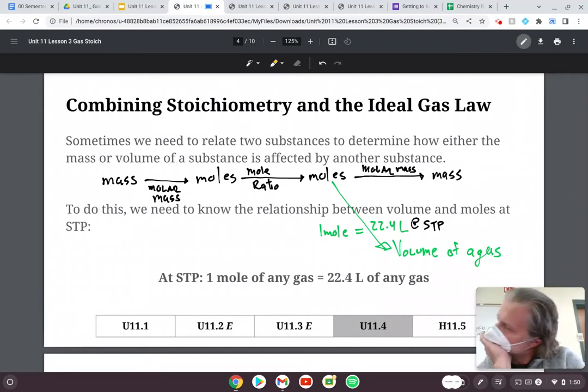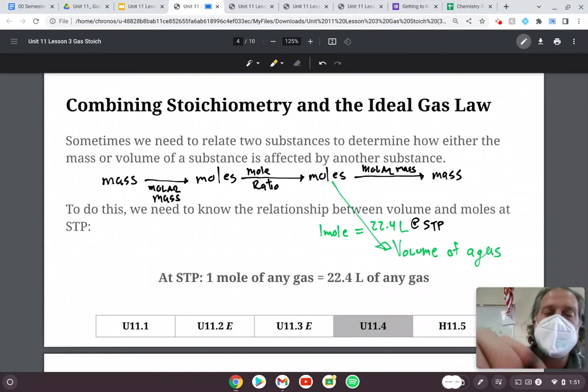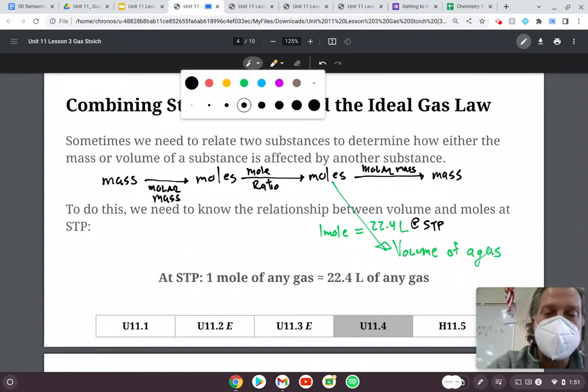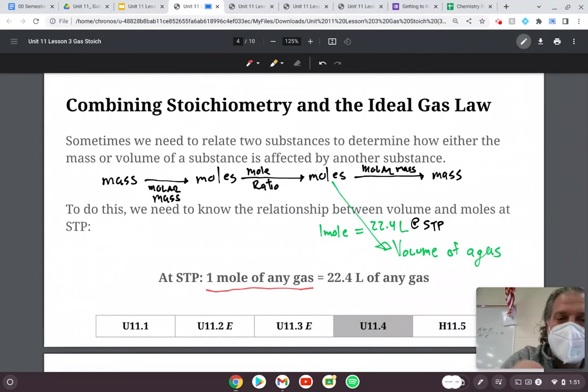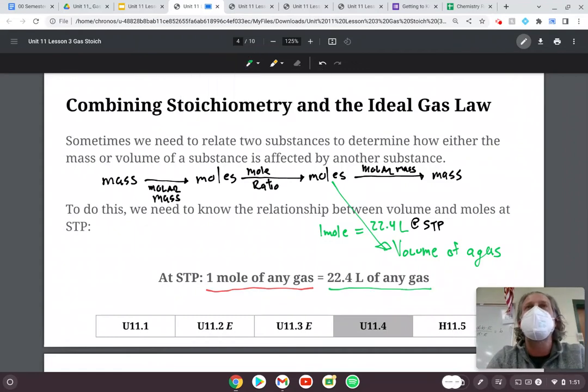So now we can go through the process of doing some type of stoichiometric analysis and consider volume of a gas as part of that process. So remember, at STP, 1 mole of any gas is equal to 22.4 liters of that gas. And that's at STP.